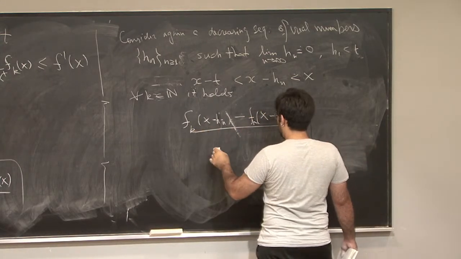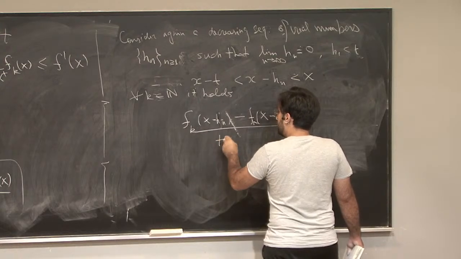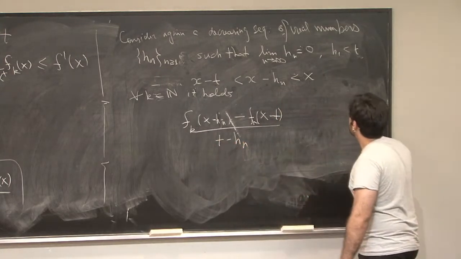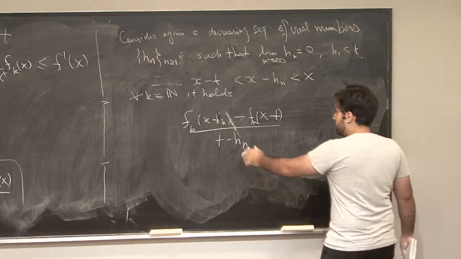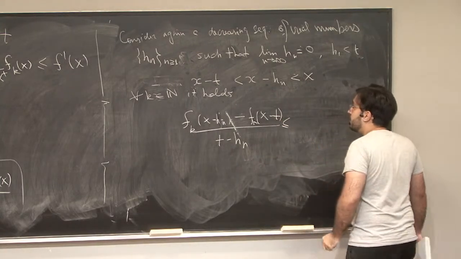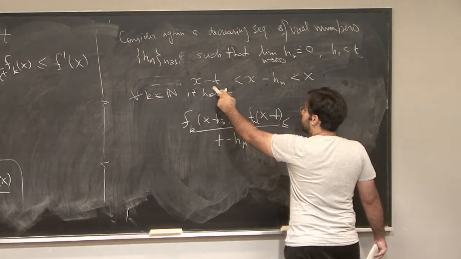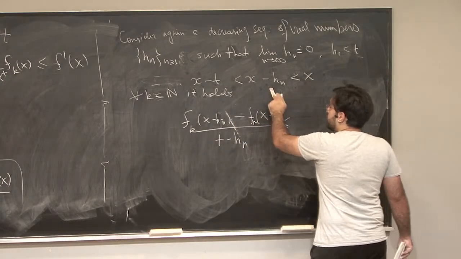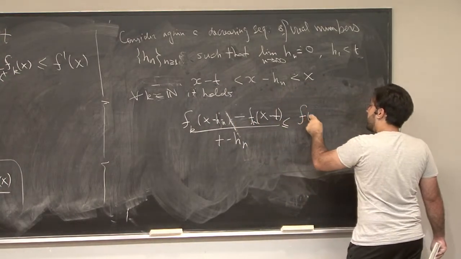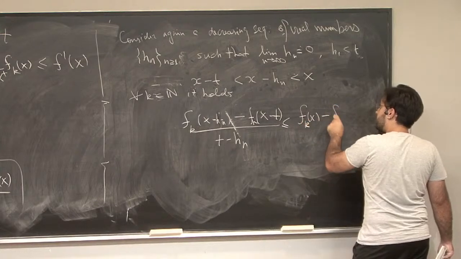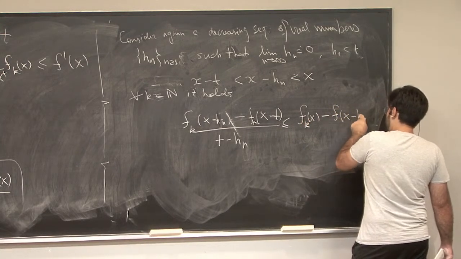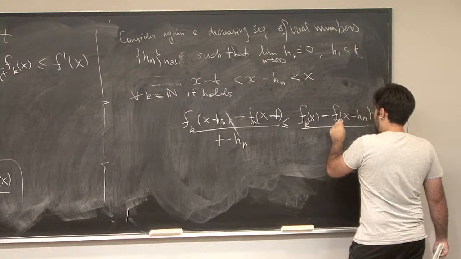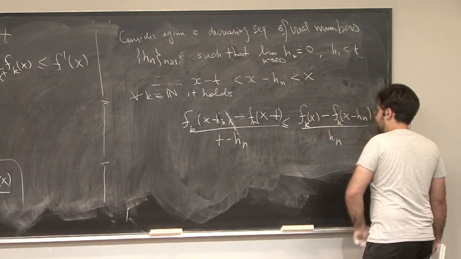So this one right here, fk of x minus t minus h_n, that I know this is strictly positive. This will be less than, I choose this one and this one. This will be less than this one minus this one. So will be less than fk(x) minus fk(x minus h_n), over h_n.